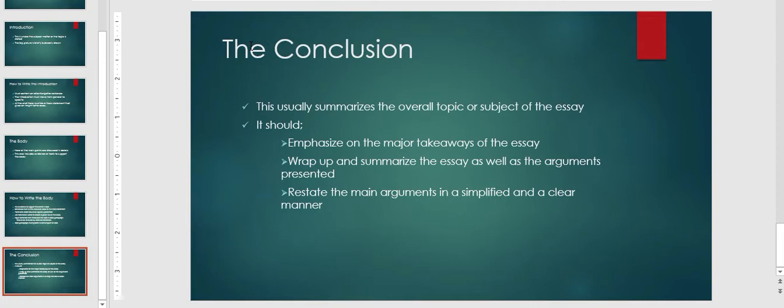Do not leave your essay hanging, because this is not fictional writing. This is not where we need cliffhangers. This is where we need to see a proper summary of the discussion that has been carried out in the body. And then lastly, your conclusion should restate the main arguments in a simplified and a clear manner. Do not finish your essay without giving a summary or giving takeaway points, what the reader should carry with him or her at the end of your essay.